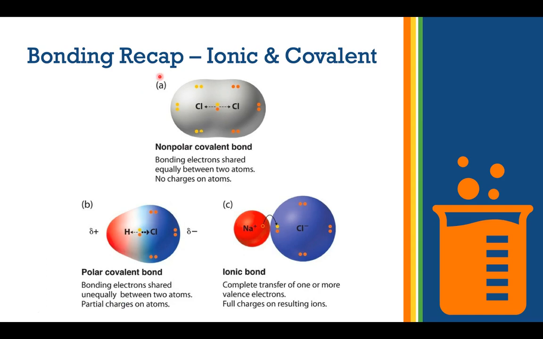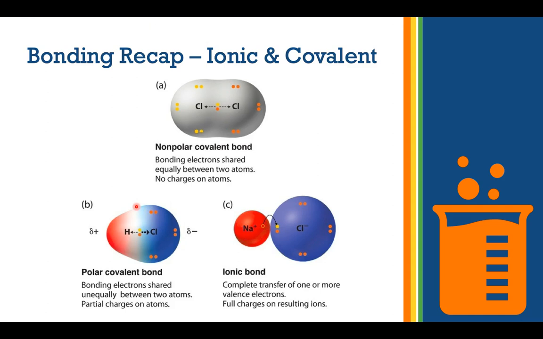So remember, we've seen this figure before. It's a bonding recap for ionic and covalent. Nonpolar covalent bonds are when the bonding electrons are shared equally between two atoms. There's no charges on the atoms. Okay? These are atoms. Covalent bonds have atoms.